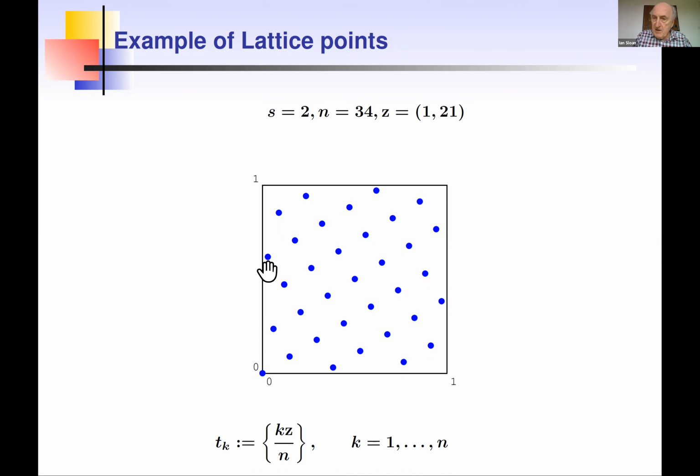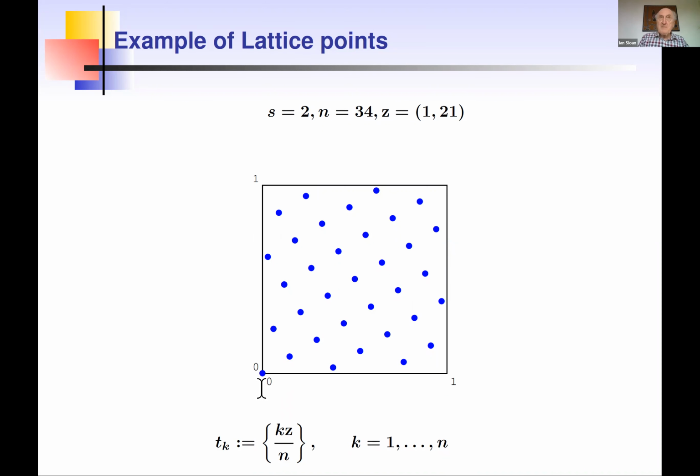Can you see my cursor, by the way? Is it visible? Yes, we can see the cursor. It just disappeared, but yeah. So that point is 1 on 34, 21 on 34. That point there, that's k equals 1. k equals 2 will be twice that, up there, but now you take the fractional part to bring yourself back into the cube, and so k equals 2 is there, k equals 3 is here, and so on. And k equals n would take you up there, but brings you back to the origin.